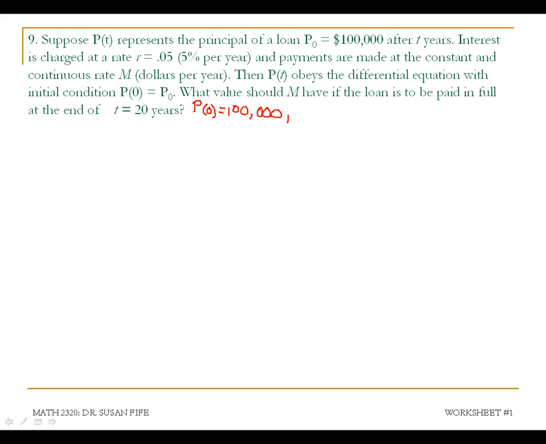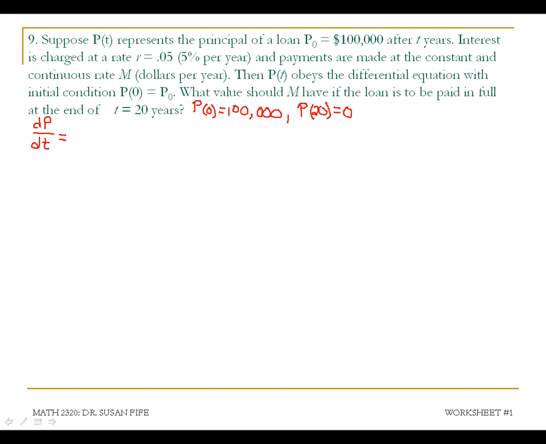So if it's paid off at the end of 20 years, we want the principal after 20 years to be equal to 0. Now let's see what's happening to the rate of change of principal with respect to time, dP/dt.